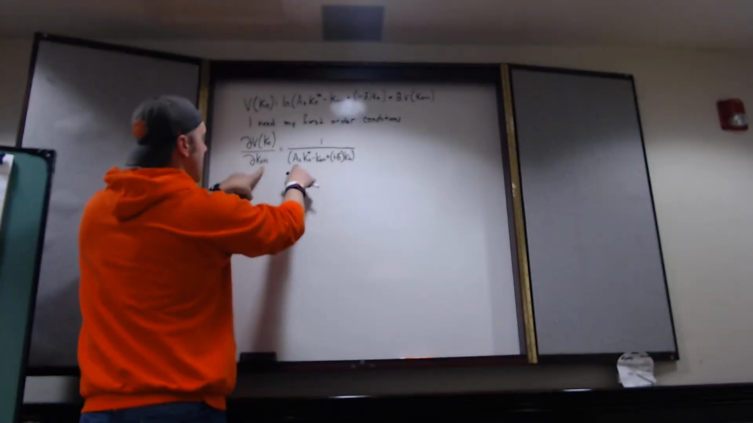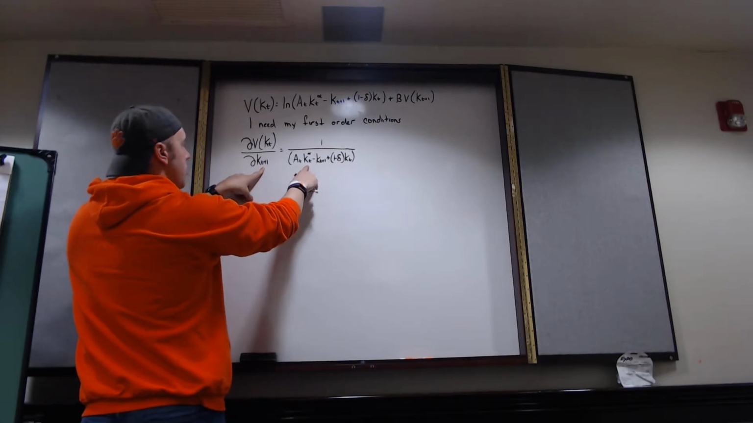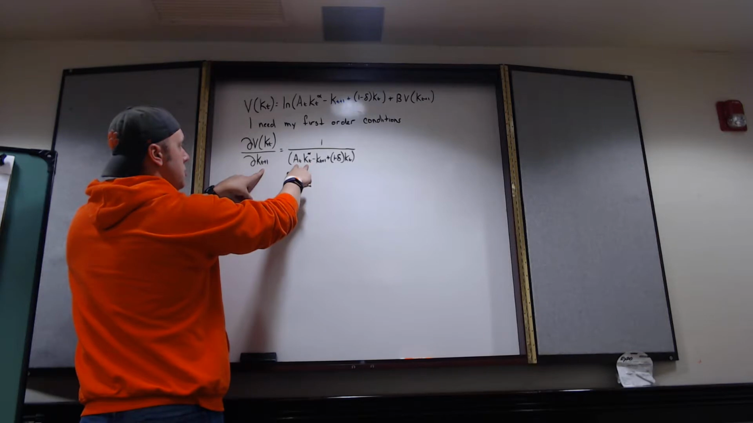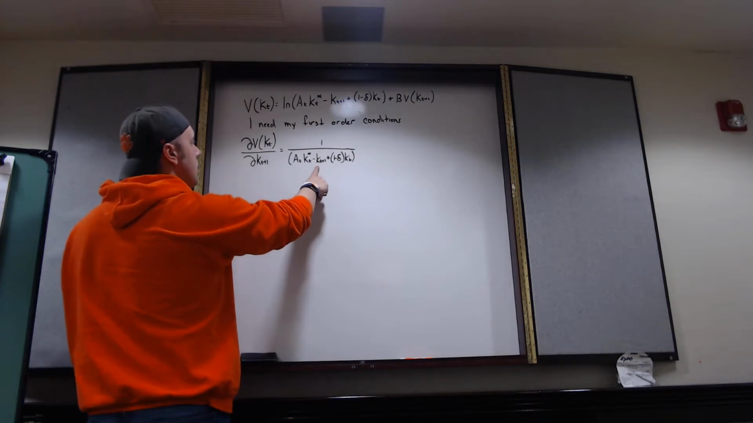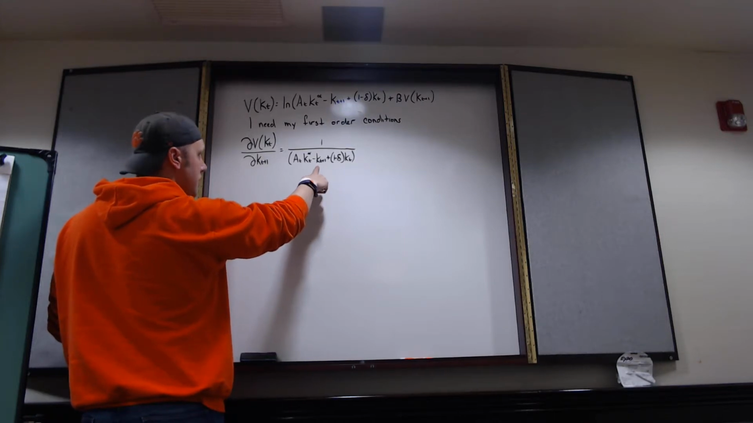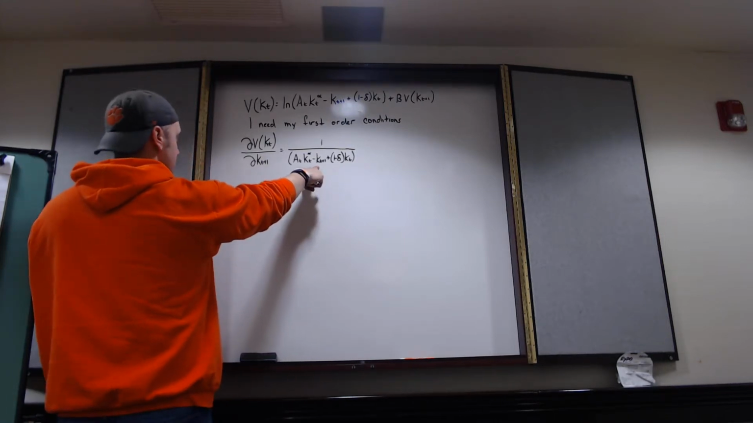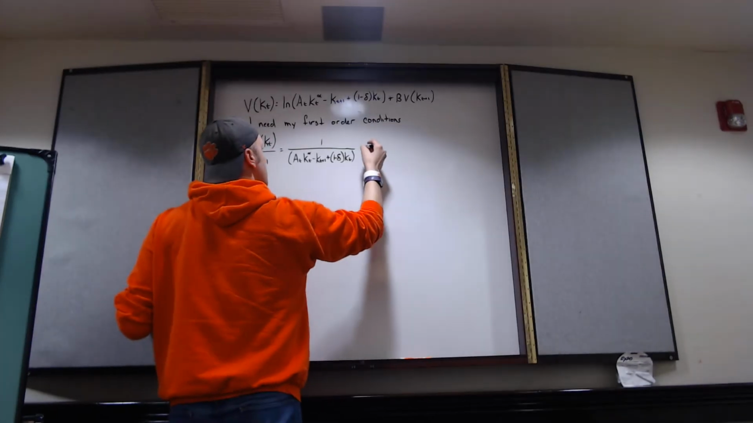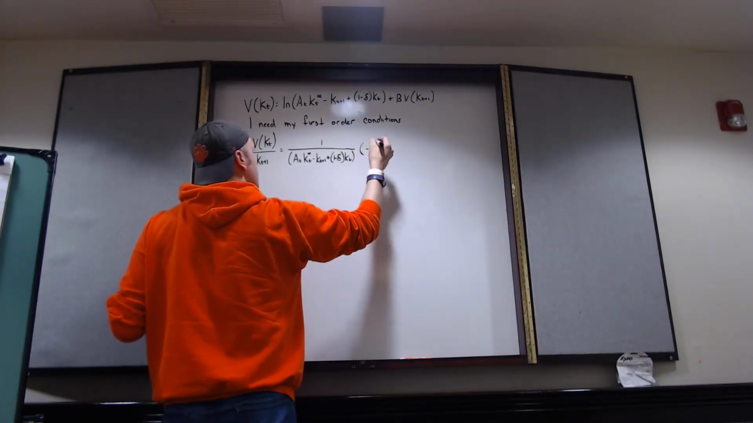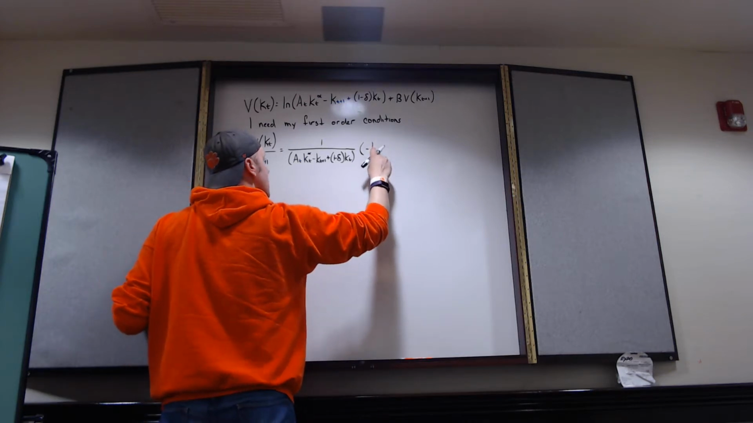So if we look at A times kt to the alpha, if we were to just look at this individual term and go, what's the derivative of that with respect to kt plus 1? 0. What's the derivative of negative kt plus 1 with respect to kt plus 1? Well, the derivative of negative kt plus 1 with respect to kt plus 1 is negative 1. It's the leading coefficient.